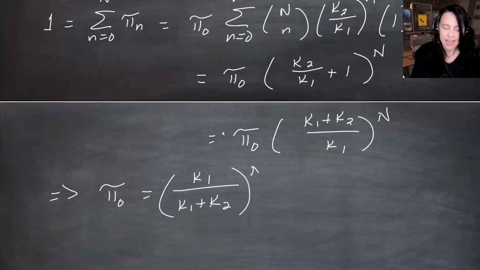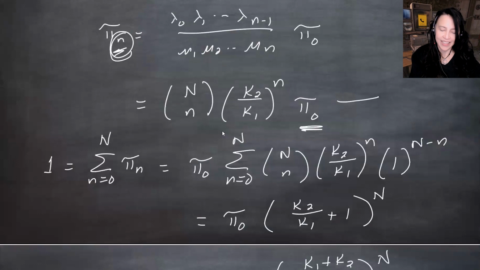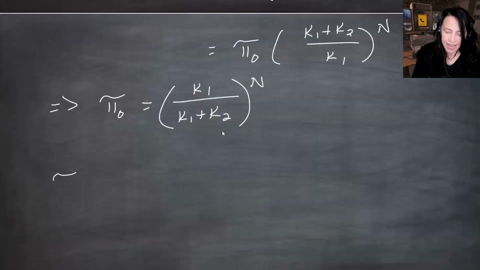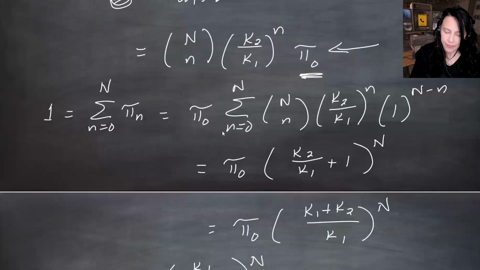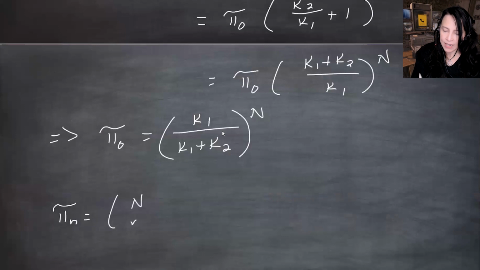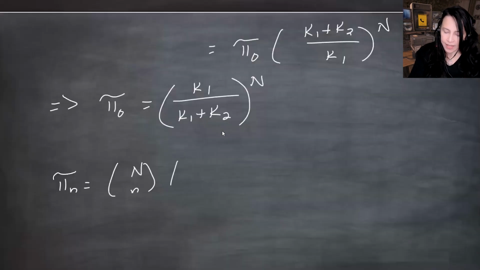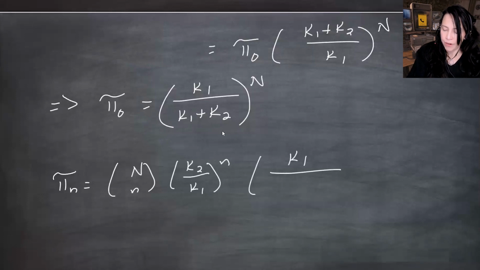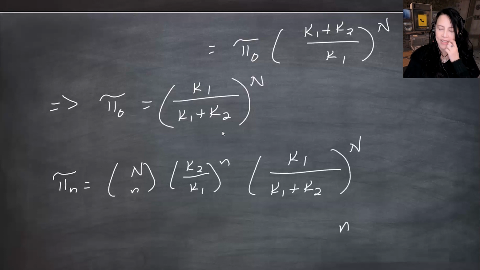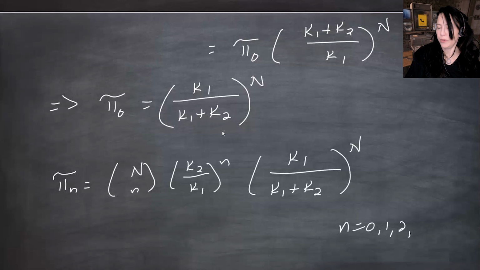to the N. And if you go back and plug it in here, then our pi n is N choose n, K2 over K1 to the n, K1 over K1 plus K2 to the N. Little n could be 0 or 1 or 2 up to N.